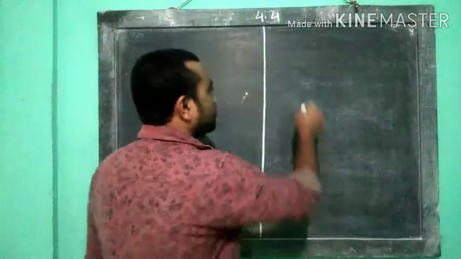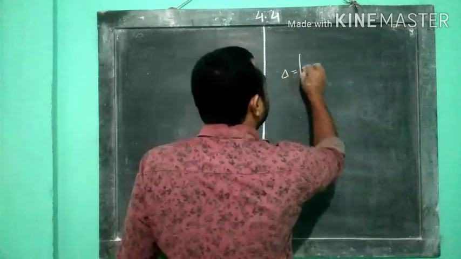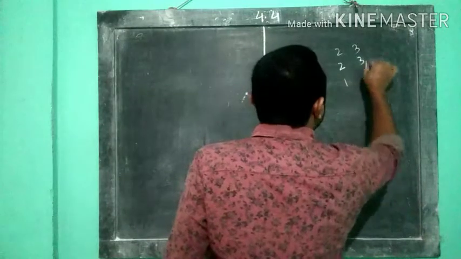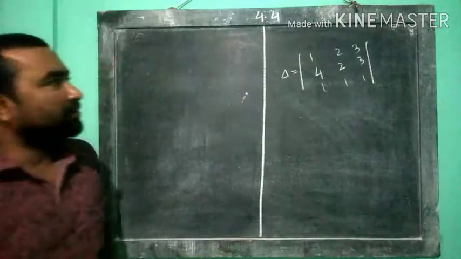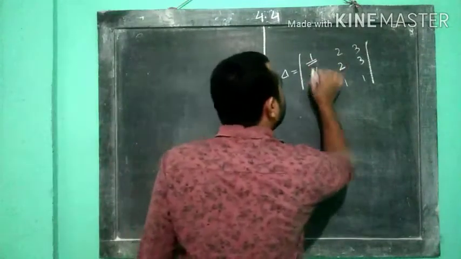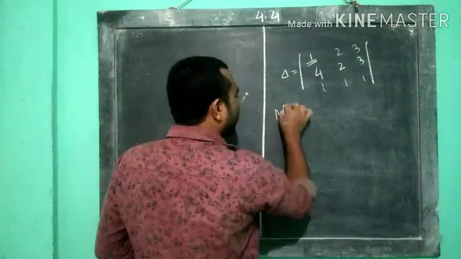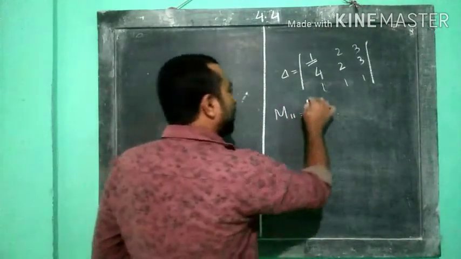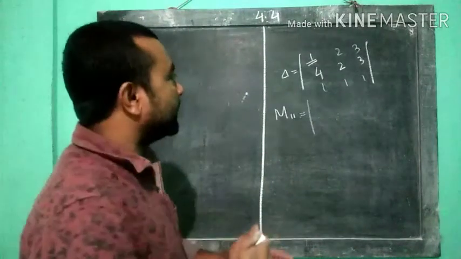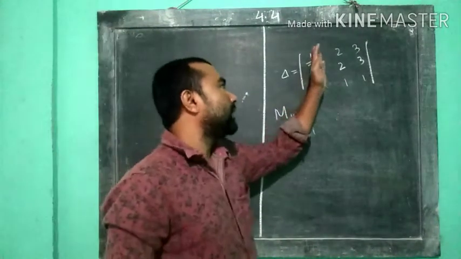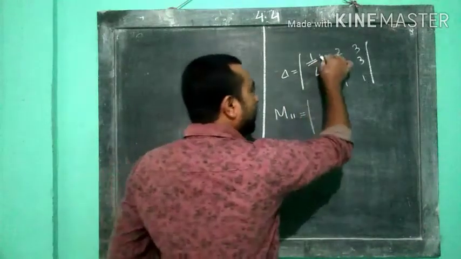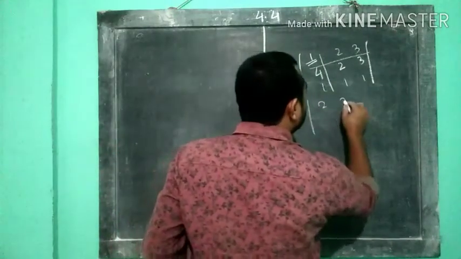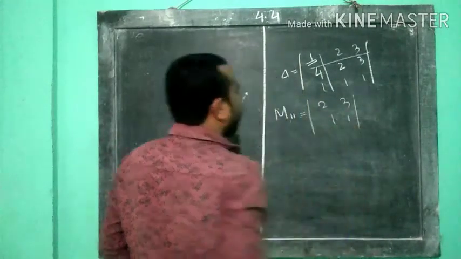Suppose this is a determinant: 1 2 3, 4 1 2, 3 1 1 1. How do we find the minors? The minor of this element, in the first row and first column, I write M11. M11 means deleting the row and column where the element appears. So 1 appears in the first row and first column. Deleting the first row and first column, the remaining are 2, 3, 1, 1. This is the minor of 1.